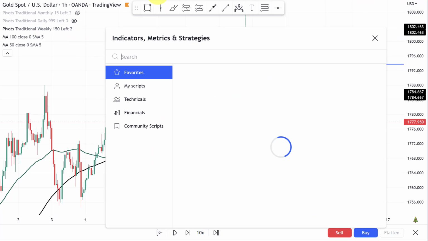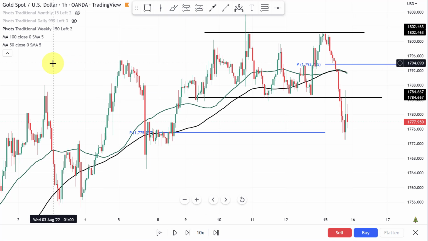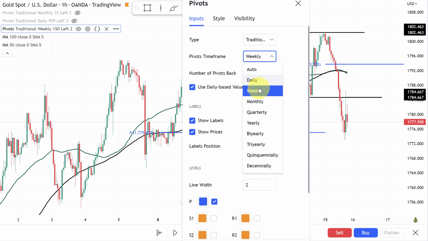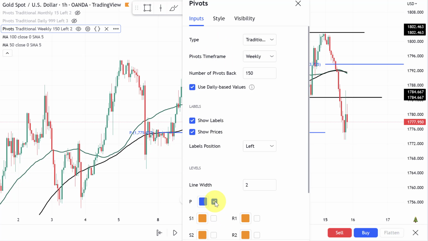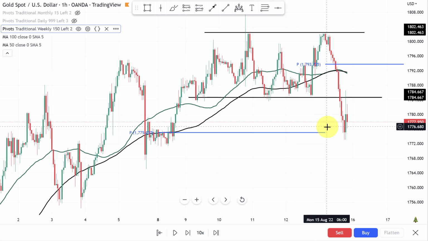You just go to indicators in TradingView and then you just type in pivot, and then it's called pivot point standard. Once you go to the settings, then you just change the pivot time frame. I set it to weekly. I'm only using the P, which is the central pivot. I turned off the rest, and then you have the weekly pivot.